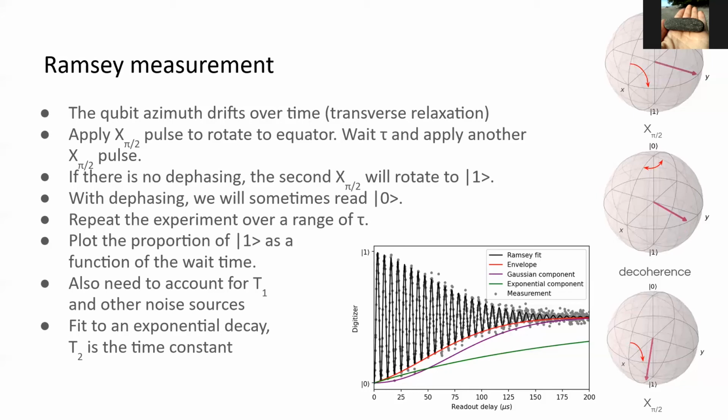So we need to account for the effects of T1, but there's also a number of other noise sources, and some of them behave exponentially. Some of them are broadband noise that creates a Gaussian component. But in any case, we do need to extract those effects from each other and find the exponential fit. And again, we find the exponential decay T2, which is the time constant of the exponential components of the transverse relaxation. There's a number of other noise sources here that we're skipping.